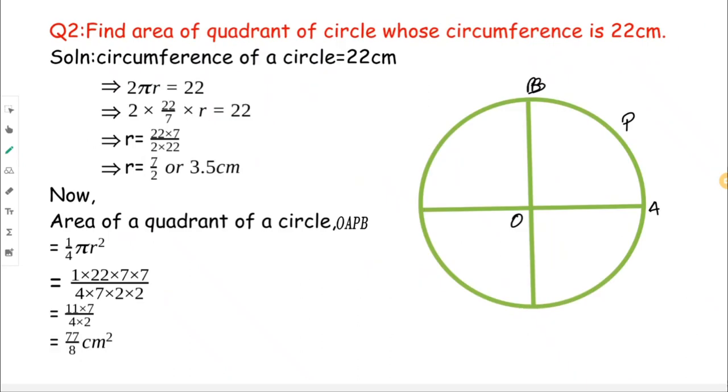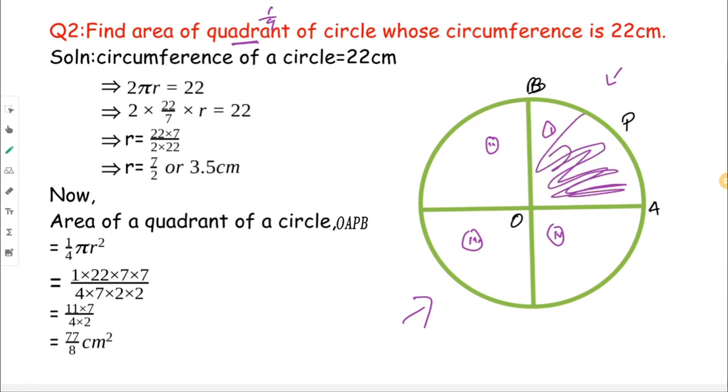Let's do one more. This question can be done in 2 ways, alright? So we'll do both of them. Find the area of a quadrant of a circle. Quadrant means 1 by 4 times, alright? So when you get a diagram here, can you see that I have divided this circle into 4 equal parts? This is the first part, this is the second part, this is the third part, and this is the fourth equal part, right?